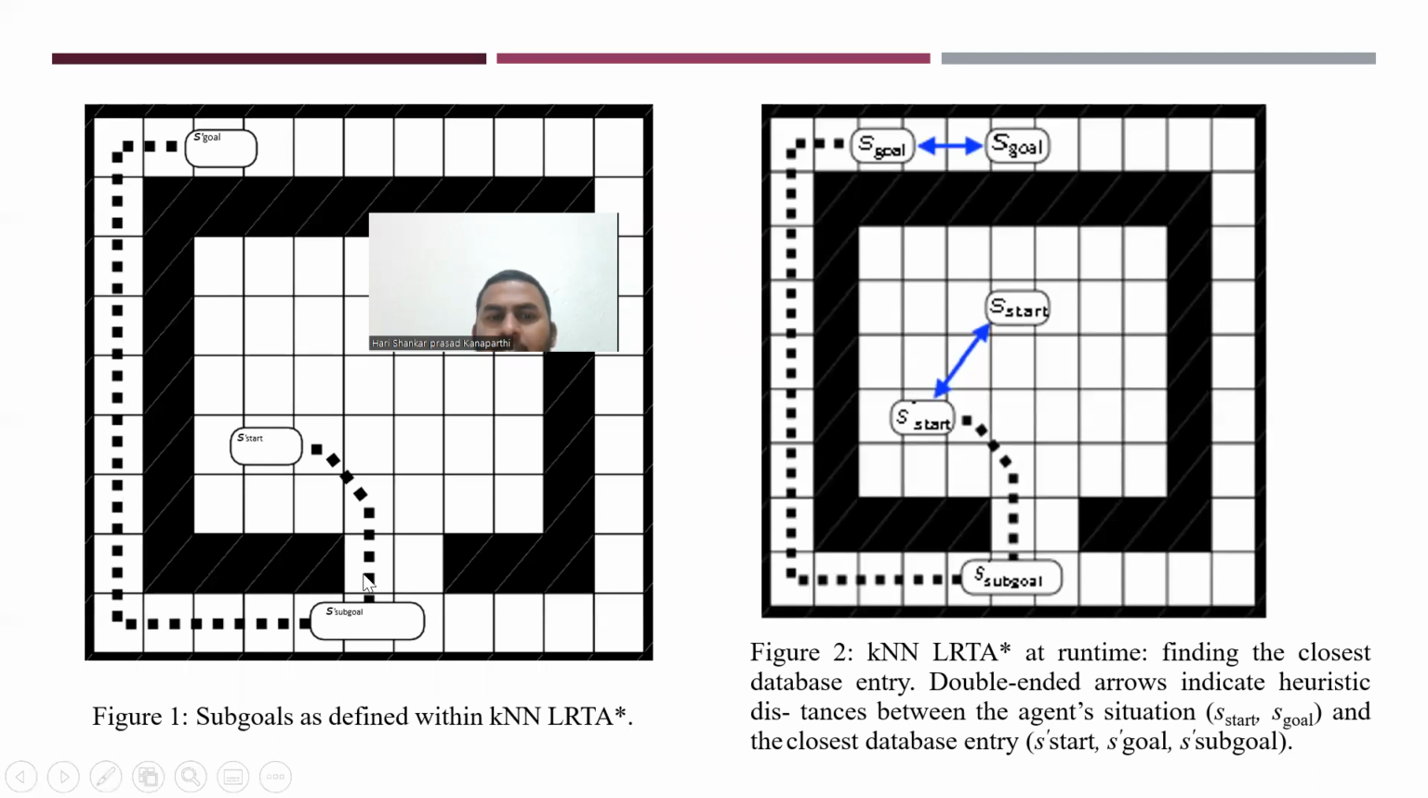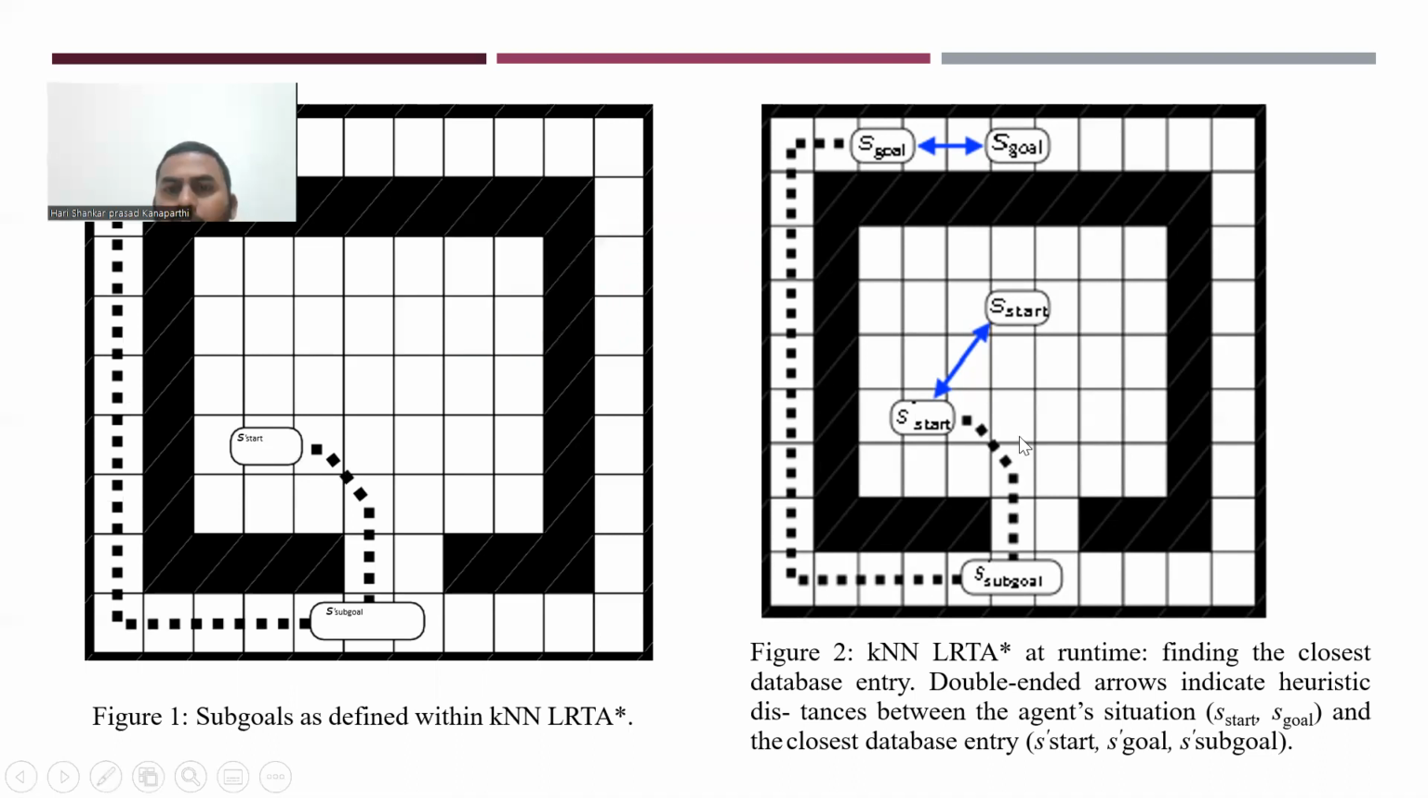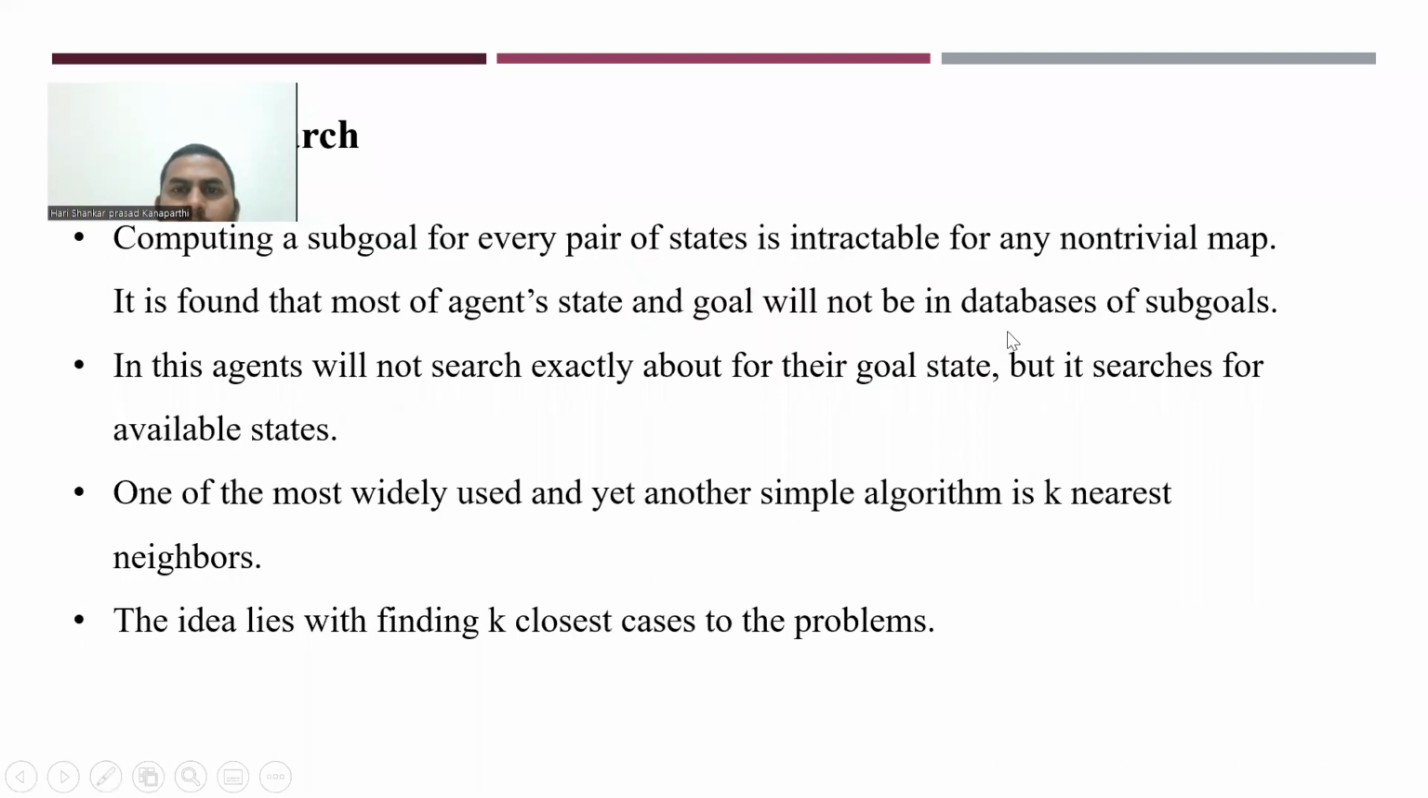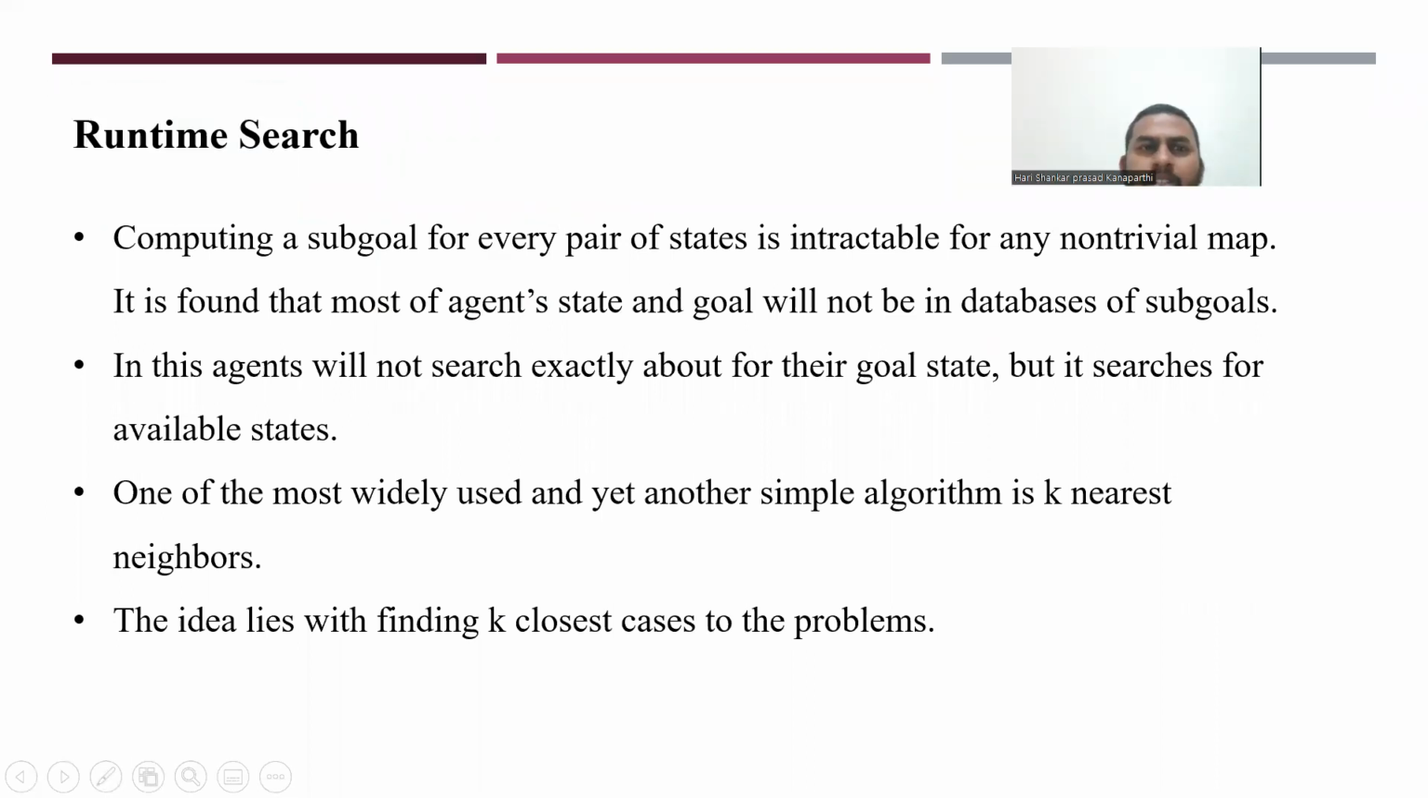So here there is a break. So the path is going to S dash star. So then at runtime, it will be finding some closest goal. So closest data entry, it is going to find here. So these two marks indicate the heuristic distances between agent situations. So it is very close to S dash star and S star. So we are going for run search.